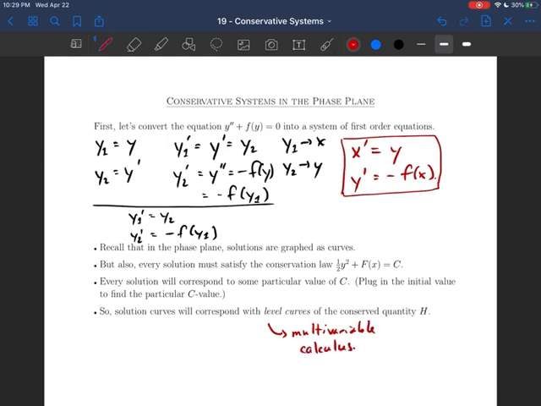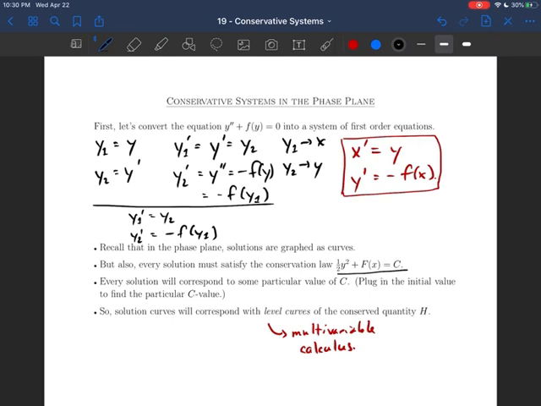So solution curves will correspond with what are called level curves of this function h. You might recall that from multivariable calculus, right? This is a concept from level curves. The most common example of level curves are topographical maps. You have a function of x and y that gives you the elevation, and the level curves are the topo lines, the lines of all the places with a particular height. You pick a constant, which is an altitude or a height, and the curves you get are the topographical lines. That's the same thing we're doing here.